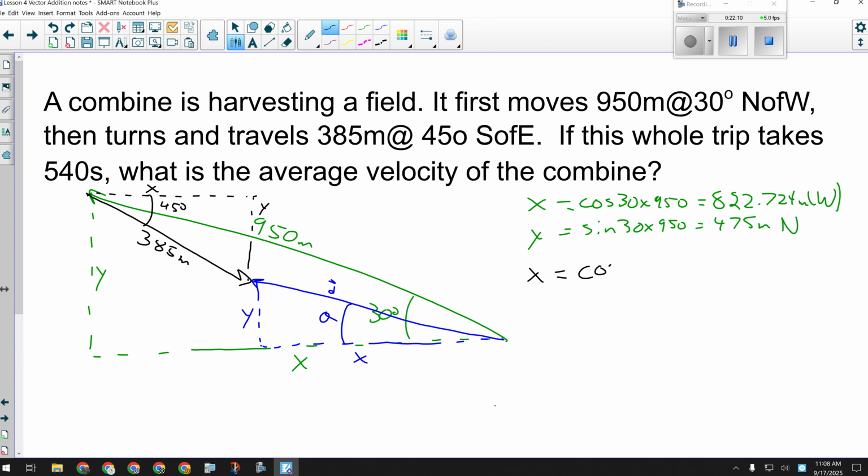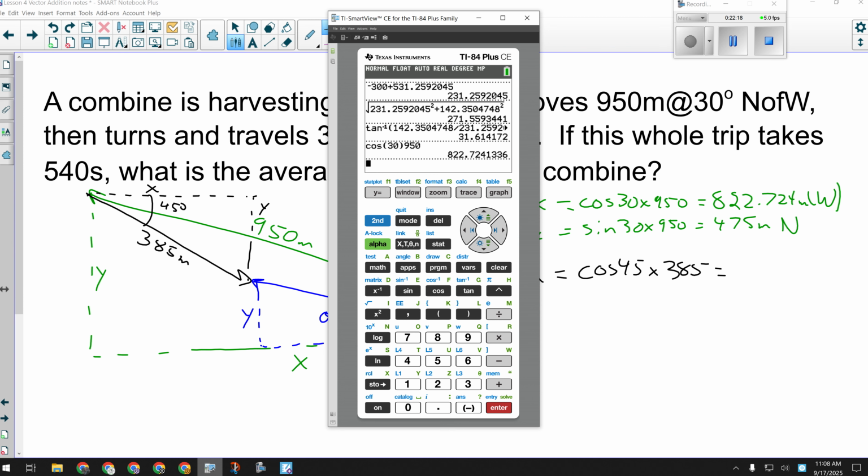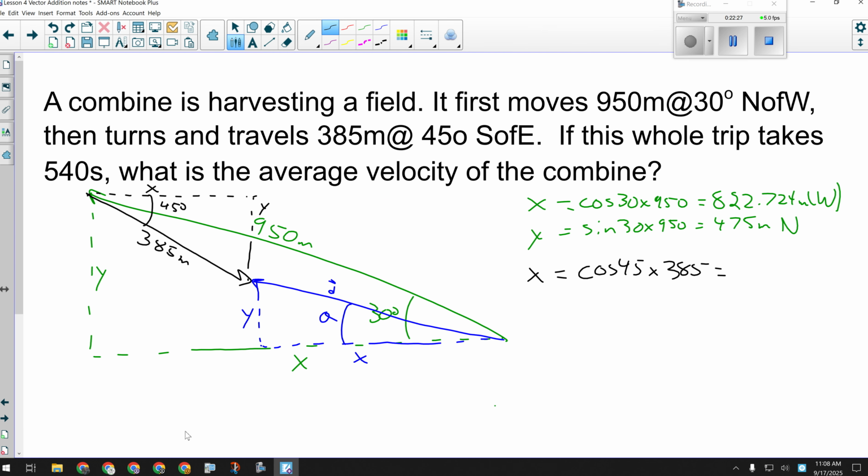So for this one, cos of 45 times 385. And it gives me, as we just said, both my x and my y. Cos 45 times 385 is 272.236.